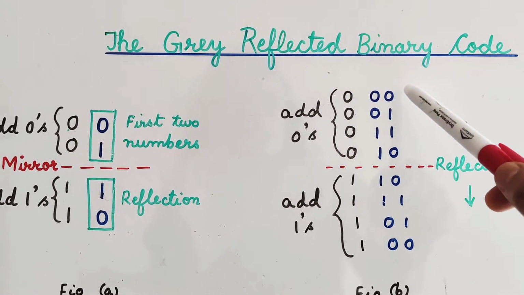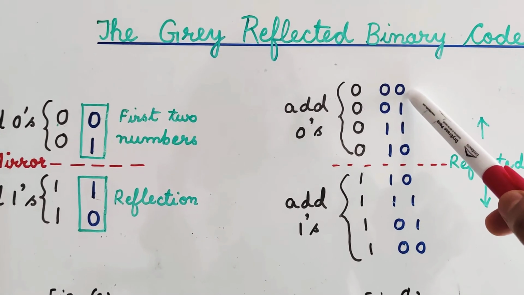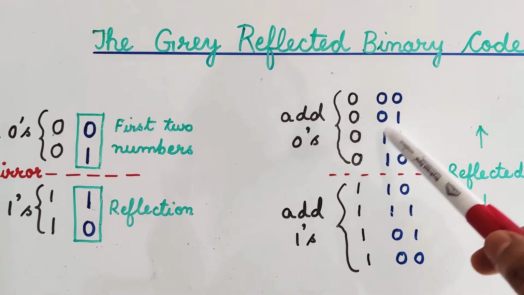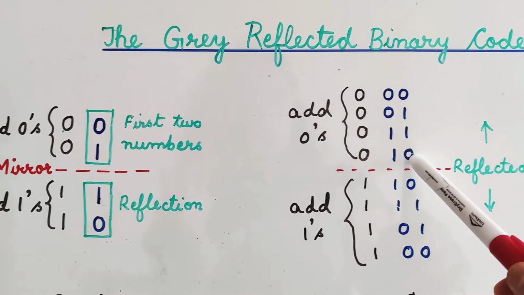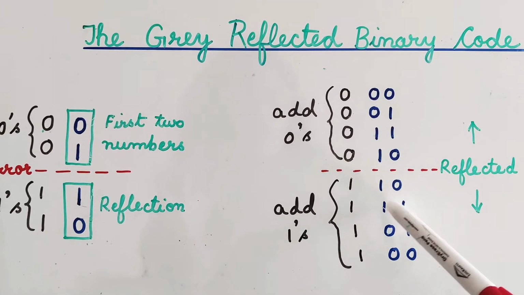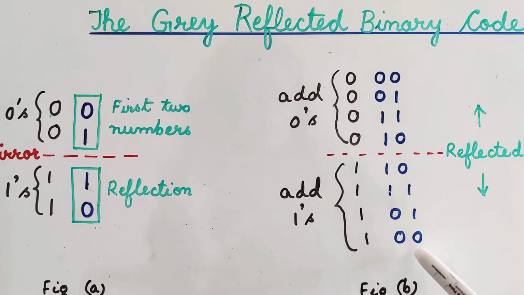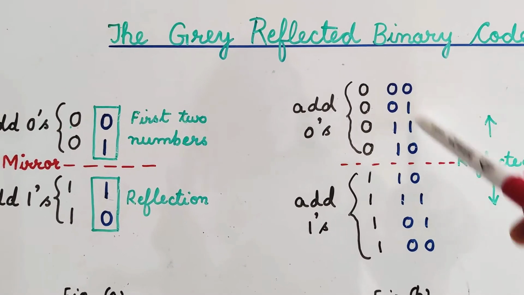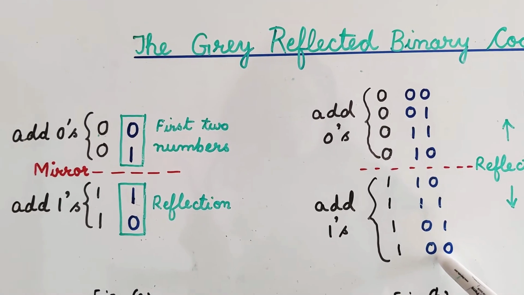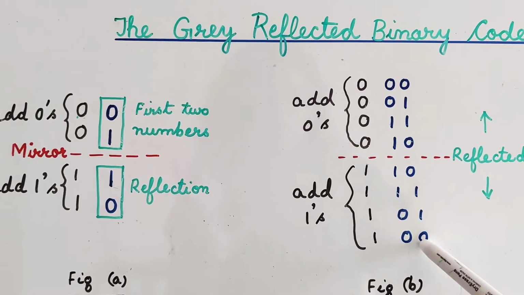So the binary digits 000 represent the decimal 0, 001 represents the decimal 1, 011 represents the decimal 2, 010 represents the decimal 3, similarly 110 represents the decimal number 4, 111 represents the decimal 5, 101 represents the decimal 6 and 100 represents the decimal 7. That is, these 3-digit numbers are the gray code representations for the decimal digits 0, 1, 2, 3, 4, 5, 6 and 7.